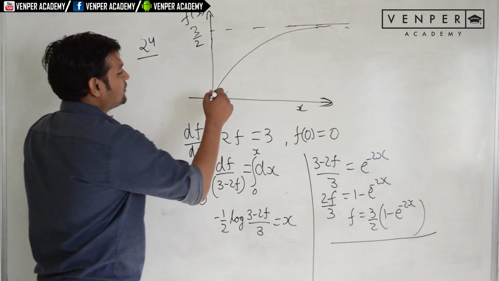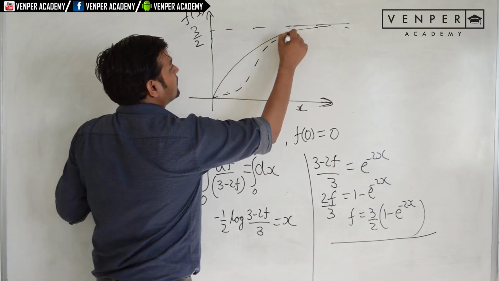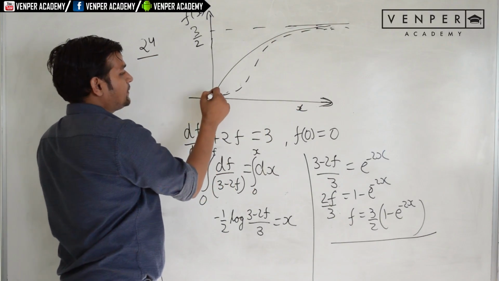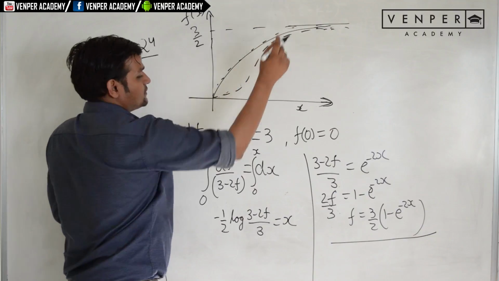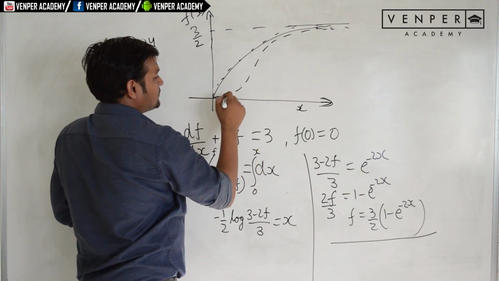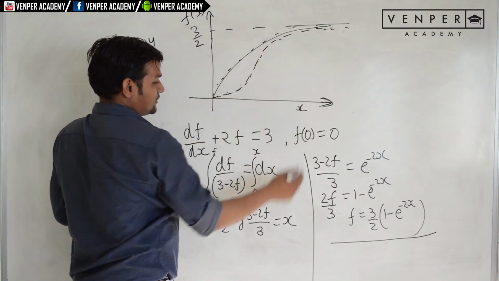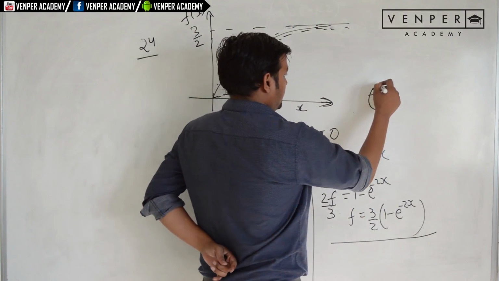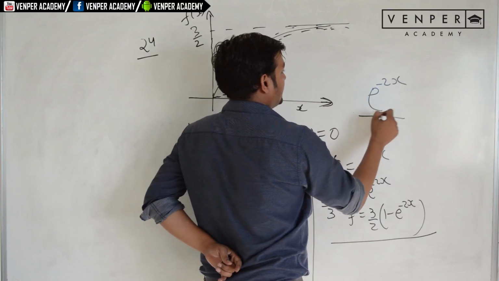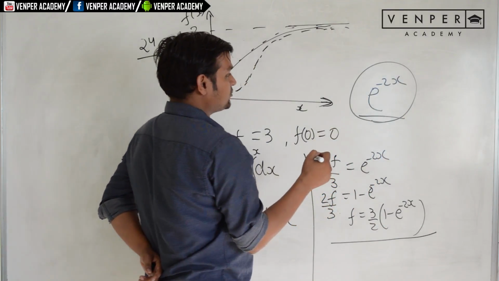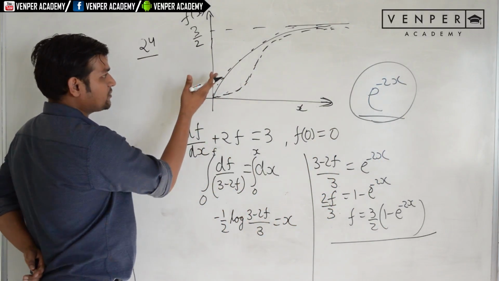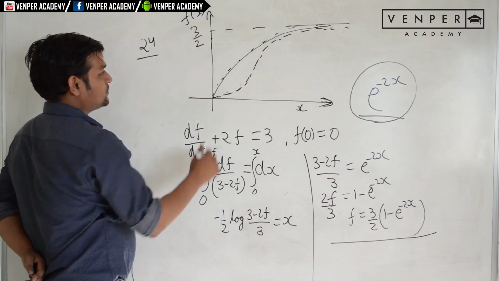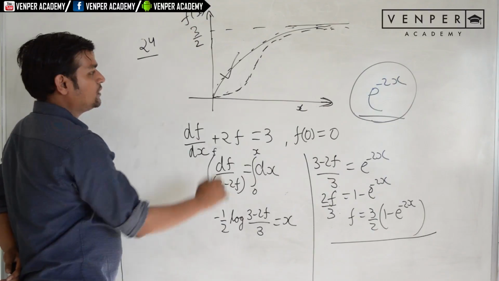There may be one confusion: why not this other graph? You can see in this graph the slope is always decreasing, and in the other case the slope is first increasing and then decreasing. When you differentiate, you get the function e raised to power minus 2x, and you know this is a continuously decreasing function. So the slope of this graph is continuously decreasing. That's why this is the correct one, not the other one.